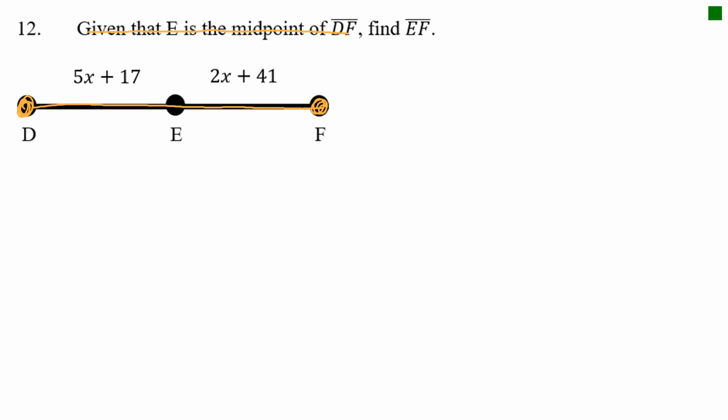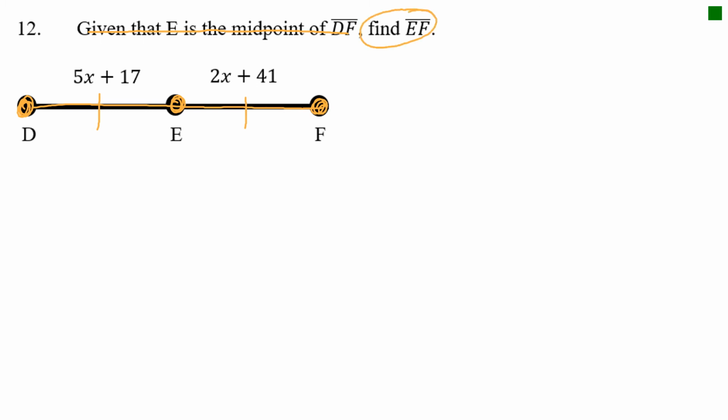Here's F. They're telling us that E is the midpoint. The midpoint means the halfway mark, which means that the two line segments created, the two smaller ones, must be congruent. So DE is congruent to EF. And then the last set of directions is find EF.